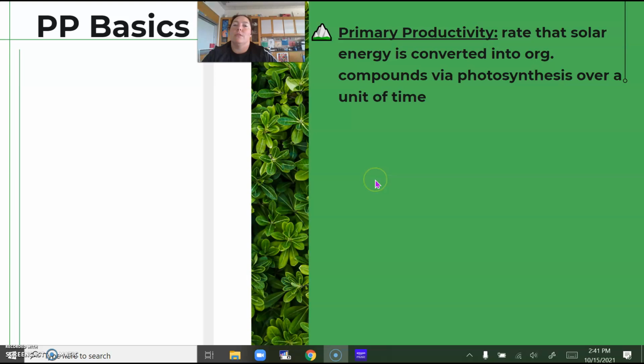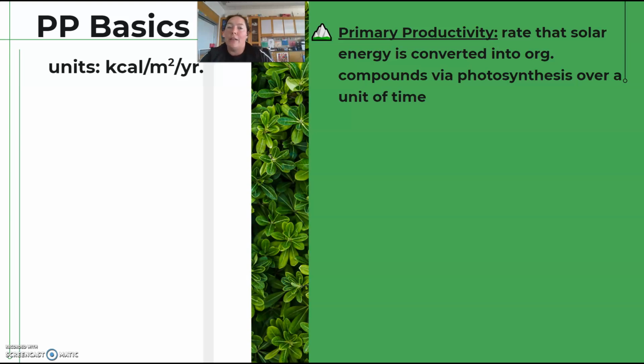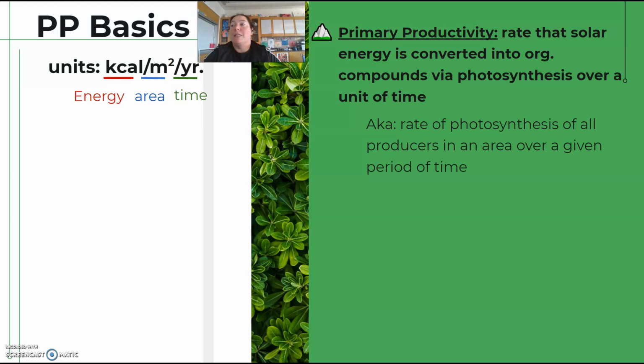So primary productivity is the rate that solar energy is converted into organic compounds via photosynthesis, which means how much energy is available in plants after photosynthesis. So we think about this in kilocalories, which is energy, per meter squared, which is the amount of space, in a year. So how many kilocalories in a meter squared in a year are available to the ecosystem? So basically, you're looking at the rate of photosynthesis of all the producers in an area over a given period of time. And usually it's meter squared over time.